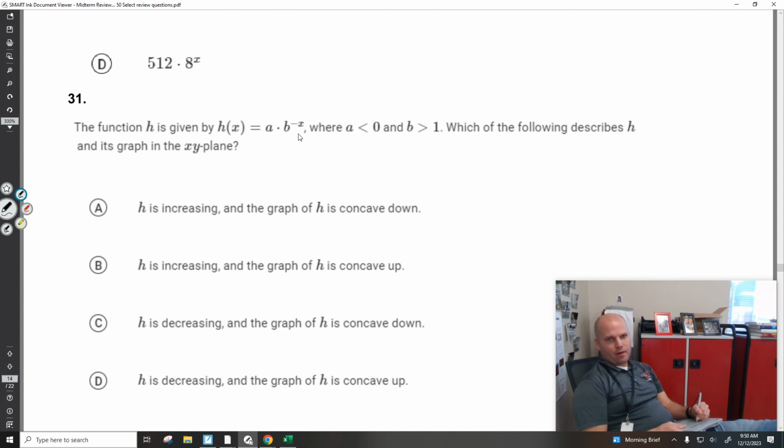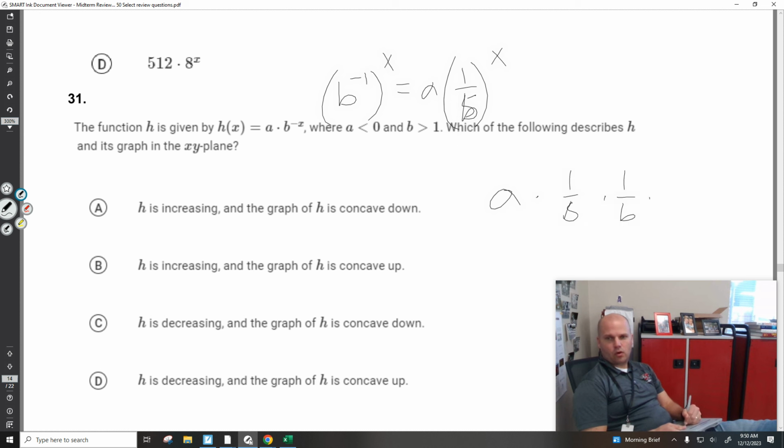To a negative power, I could write this as b to the negative first to the x, which is 1 over b to the x, which means I'm taking my initial value a, I'm multiplying it by 1 over b over and over and over and over again. B is a number bigger than 1, which means I'm multiplying by a fraction, which means my function is decreasing. This is a decay.